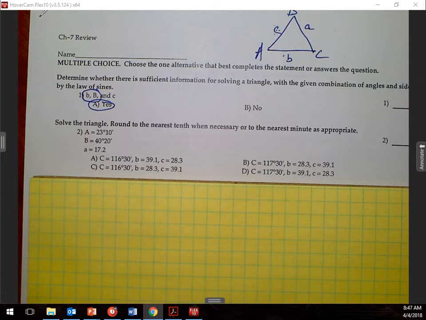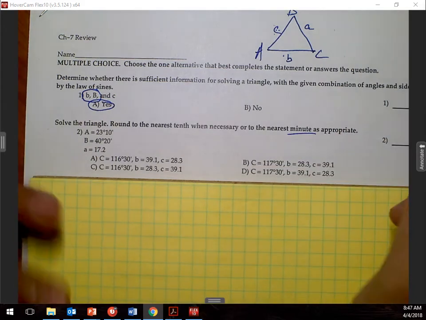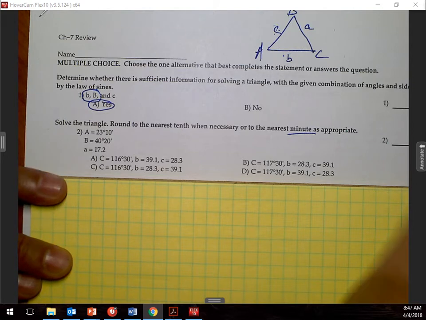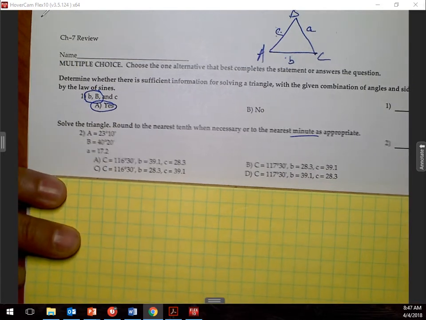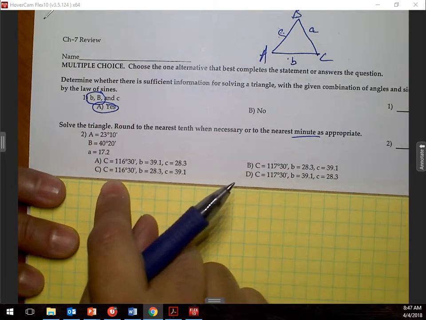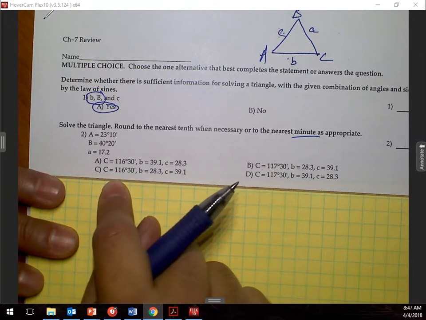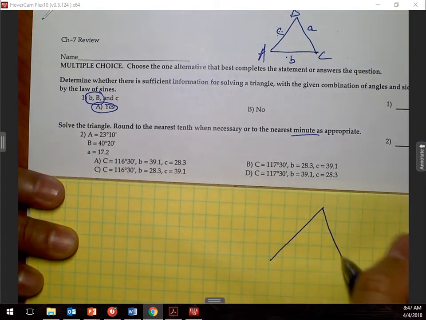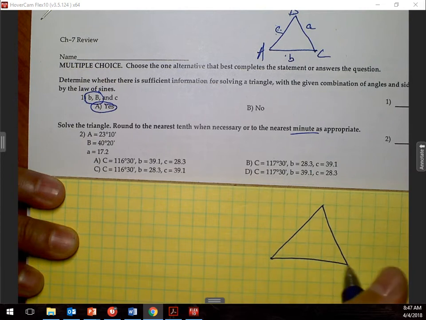Solve the triangle, rounding to the nearest tenth as necessary or to the nearest minute as appropriate. So minute is a key word right here. When I find the angle, I have to have what? Degrees, minutes. DMS, right? Okay. So now, I have my triangle here. Just for the sake of this one, I'm going to draw a triangle. It's not to scale.